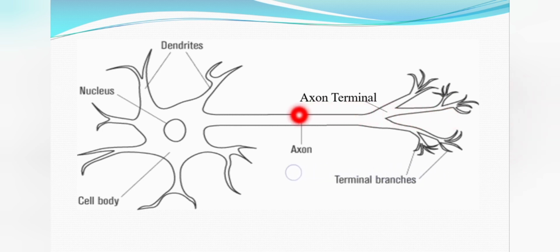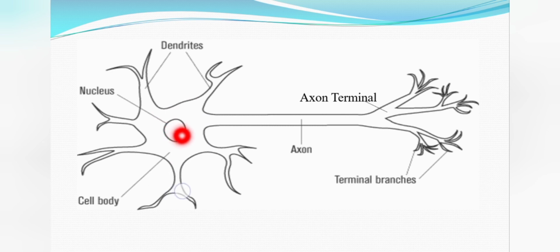Now axon is the longest process. Dendrite and axon together are also called distal cell processes. Now the third part is the most vital part of the neuron. It is the cell body, also called soma or perikaryon.